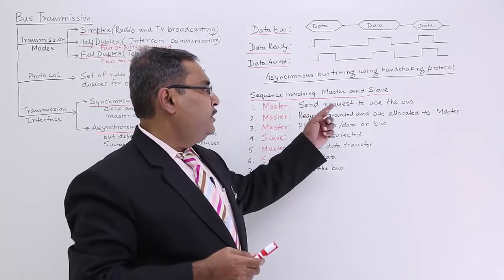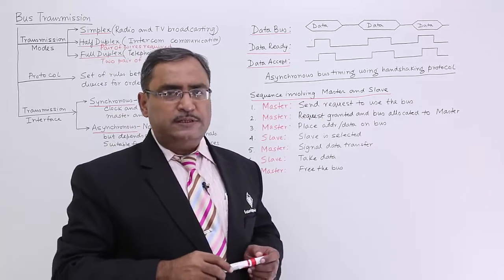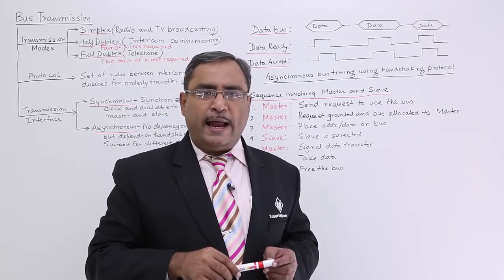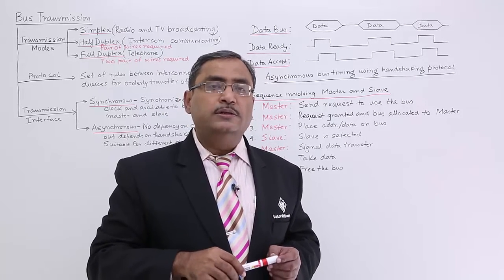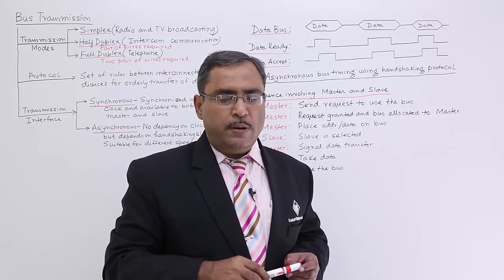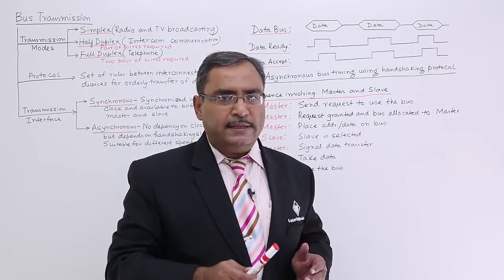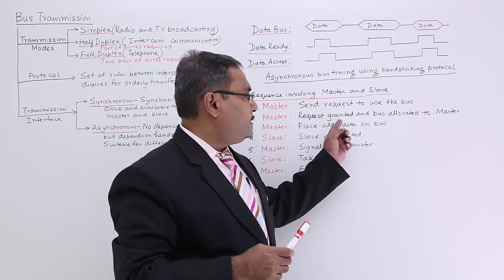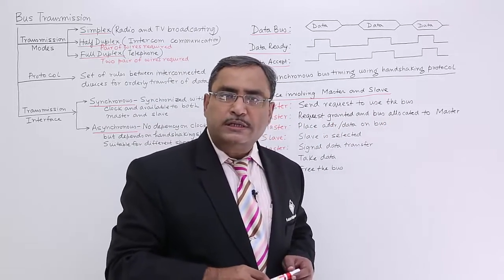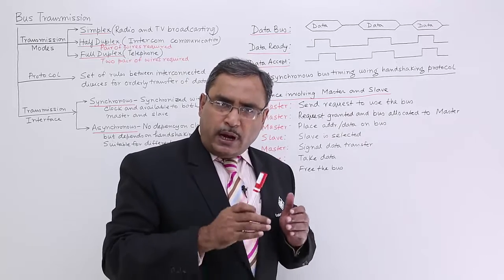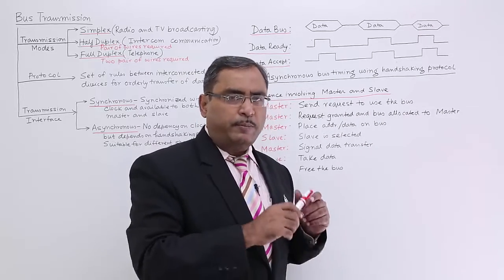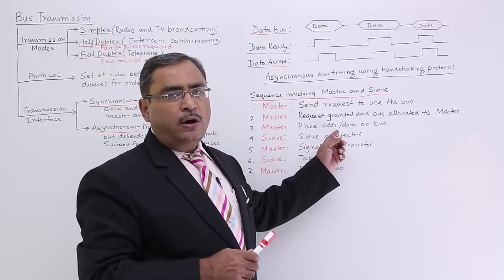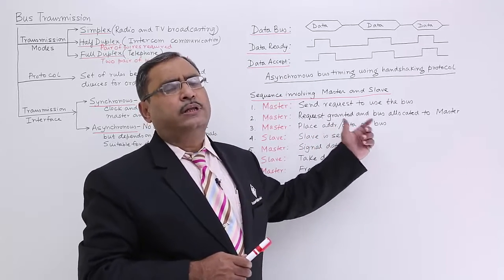So, here the sequence involving master and slave, I have written this one into more details. Master sends a request to use the bus. At first, before sending the data, the master should have an access over the bus. So, it will send a request to the bus master to have an access over the bus. And then we are having request granted and bus allocated to the master. So, when the request will be granted and the bus will be allocated to the master, then the master can place its data or address on that particular bus.